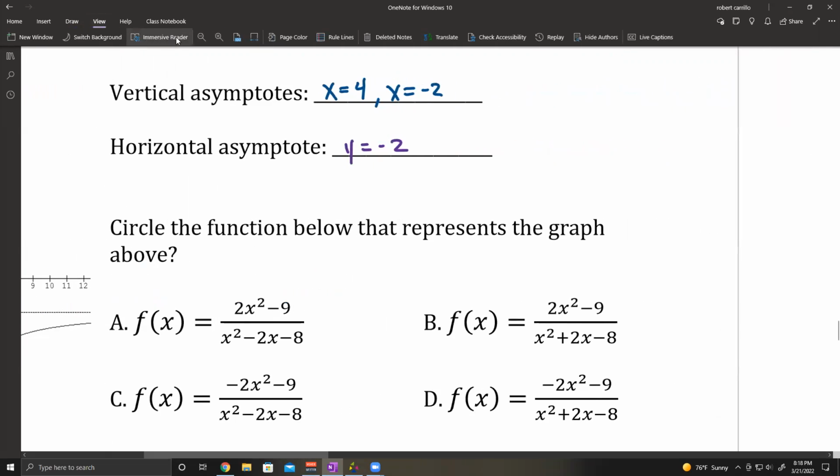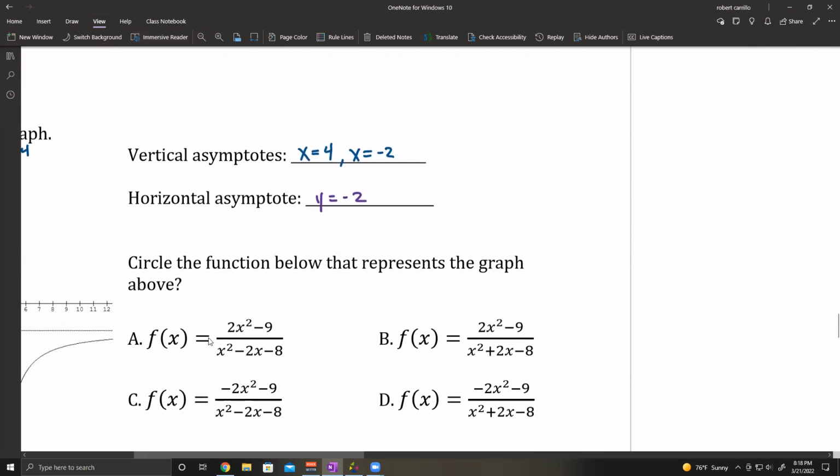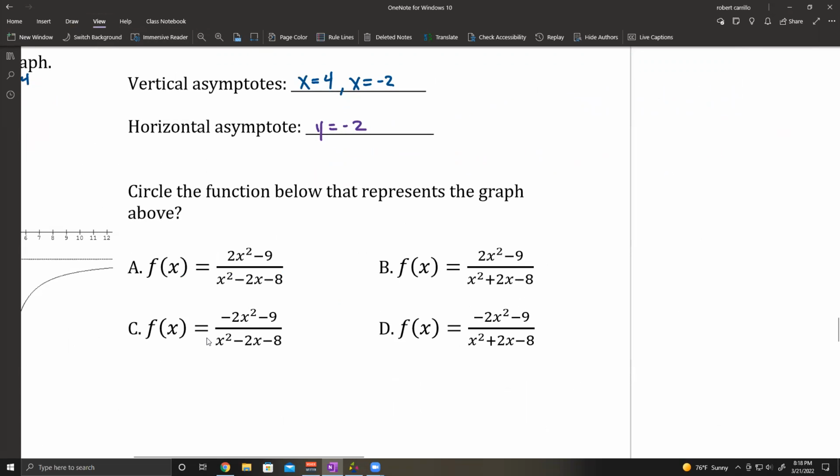So now we have to figure out which function that graph belongs to. One way to think about it is vertical asymptotes come from the denominator. So how could I rewrite these vertical asymptotes in factored form? Now we're just reversing the process. (x - 4)(x + 2). There you go.